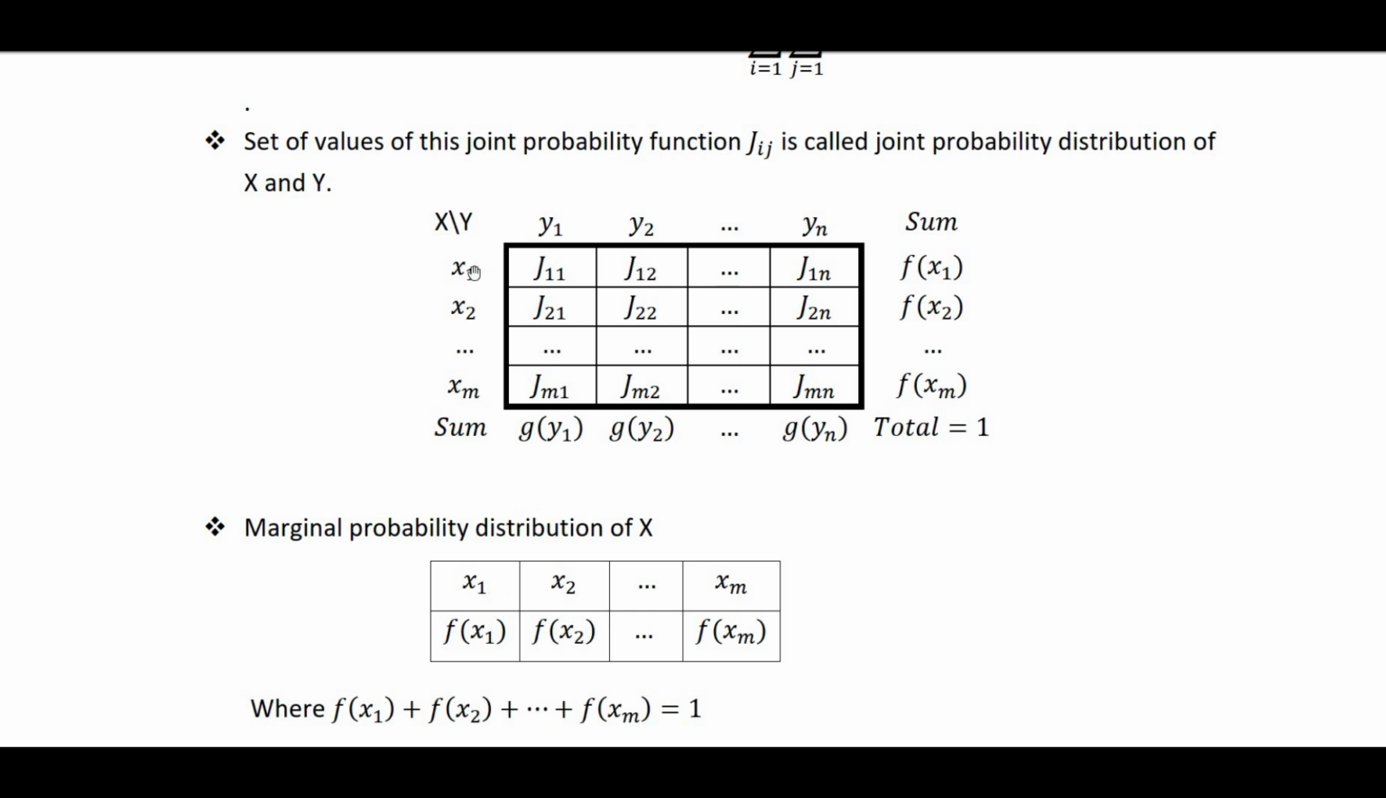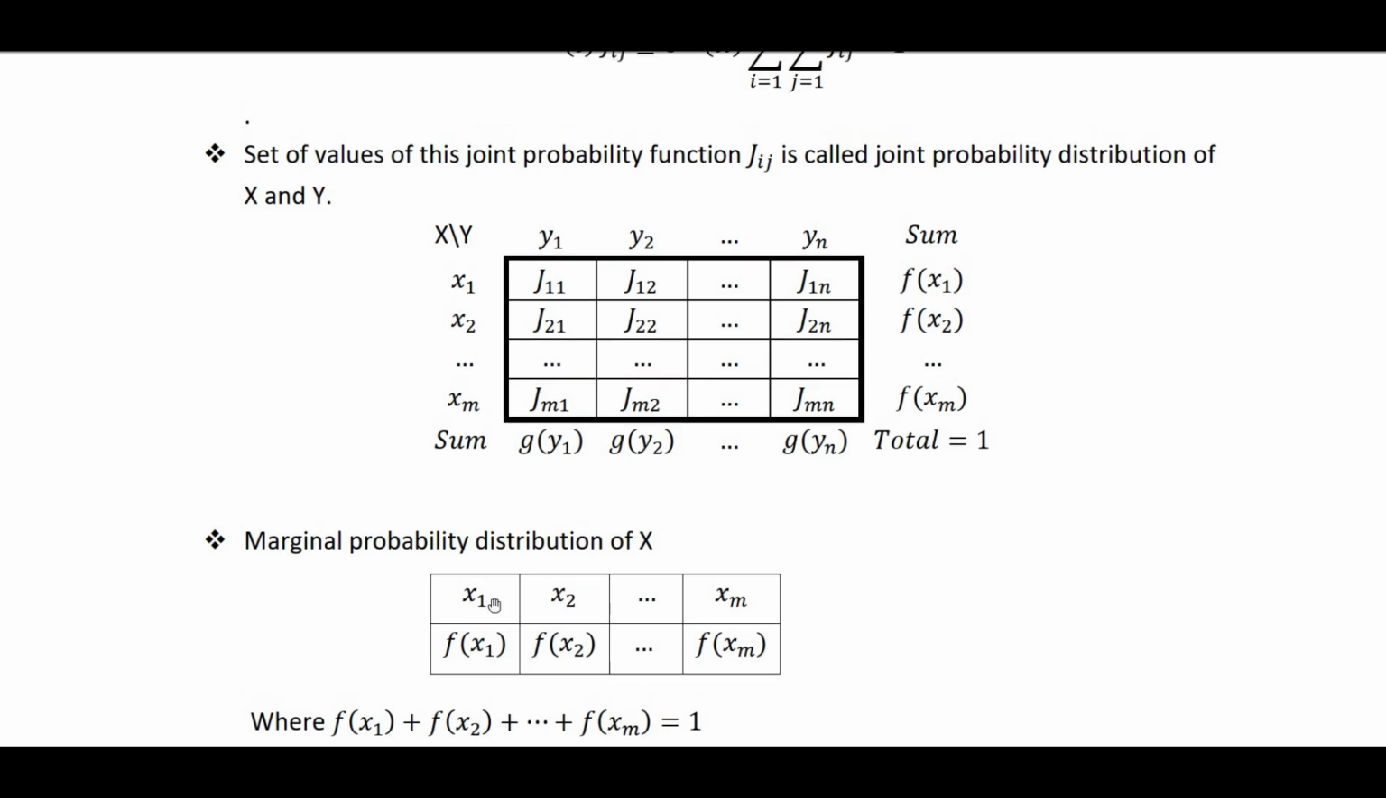Here f of x1 represents the marginal distribution of x, and g of y represents the marginal distribution of y. To find f of x1, just add j11 plus j12 up to j1n, and that will give f of x1. Similarly we are done with that part, finding the marginal distribution.